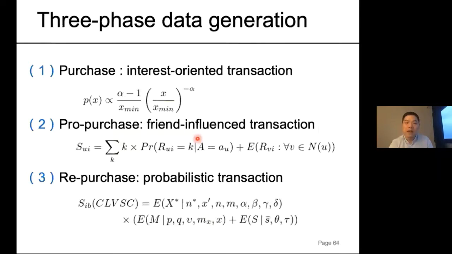And our generation is based on a 3-phase framework. So in the purchase phase, we consider 2 factors.